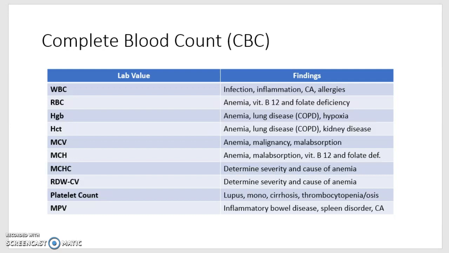Platelet count, those can be up or down based on whether you have lupus, maybe even mono, cirrhosis of the liver, thrombocytopenia, or thrombocytosis. So maybe you're clotting too much or maybe even not enough. And then our MPV, that can indicate things like spleen disorders, an inflammatory bowel problem, or even cancer.